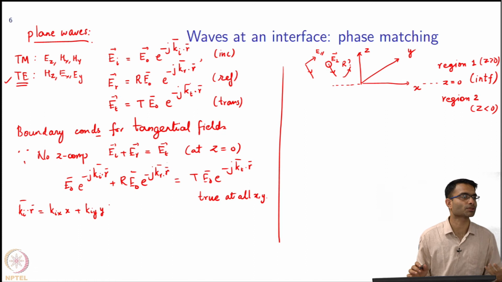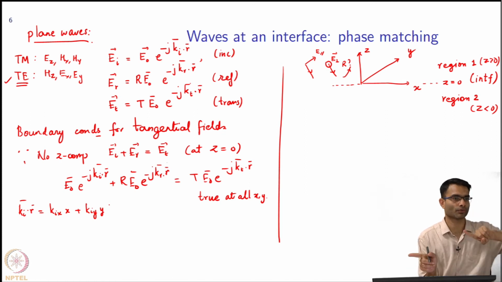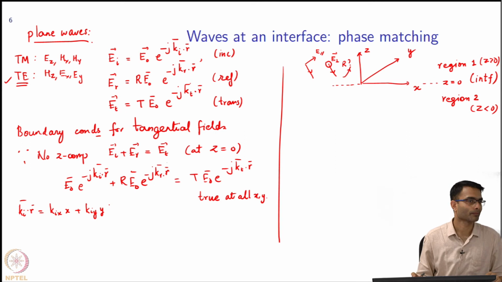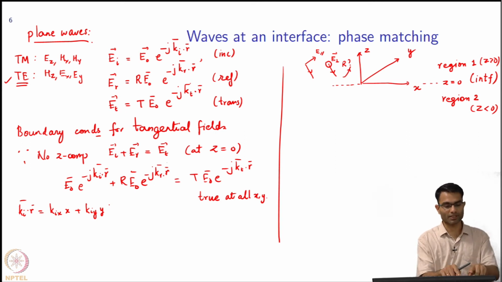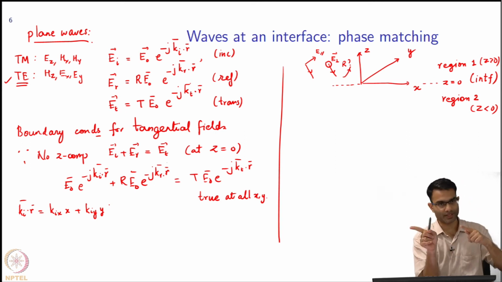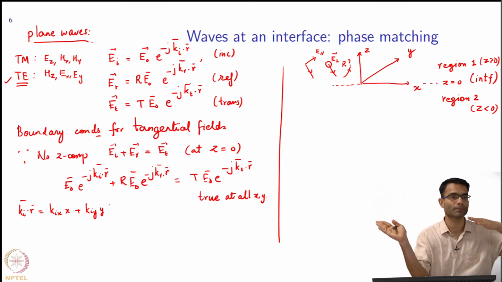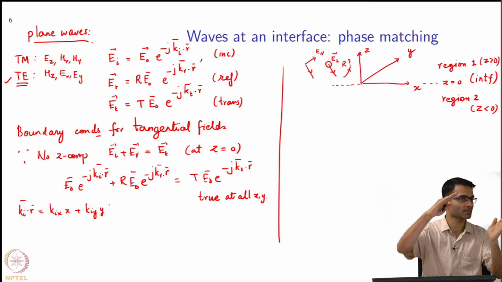So, what is the only possibility for these phasors to rotate at the same speed in some sense? Visualize this: the first is a phasor, the second is a phasor, the third is a phasor. As I change the values of x and y, what will happen? These phasors will change in phase.